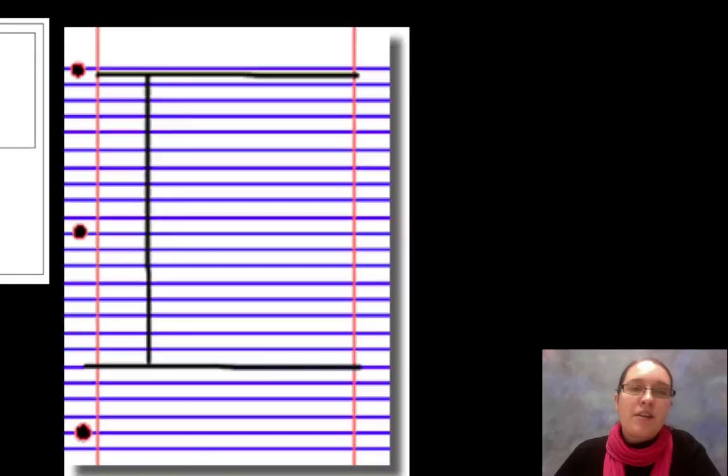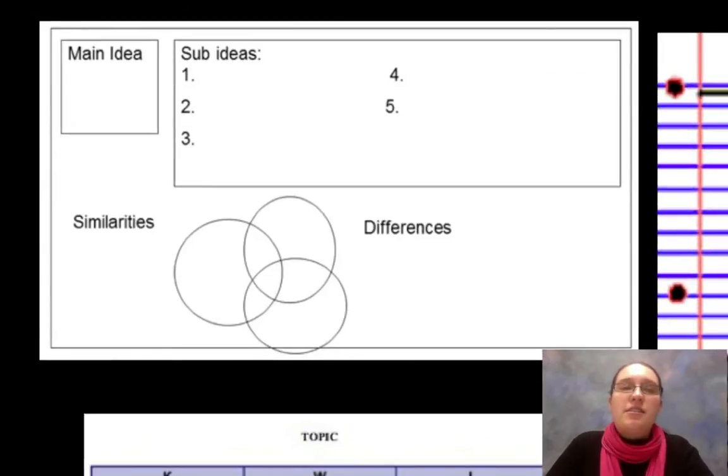On the left-hand side here is a note-taking strategy that I was introduced to this year, and I found it really helpful. This is one I would use when I'm researching an article that I want to talk about in a report or an assignment. Basically, you've got the main idea: you read the article, and what was the main idea, what was it about? Then you list the sub-ideas. And then right at the bottom, similarities and differences. This one's really useful for an assignment.